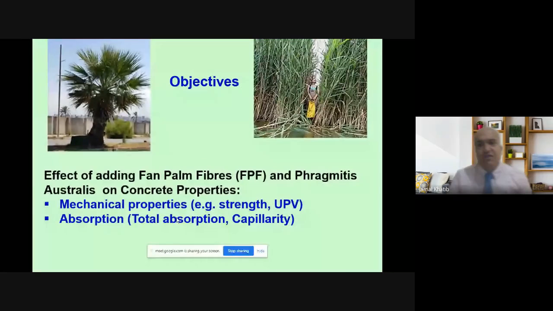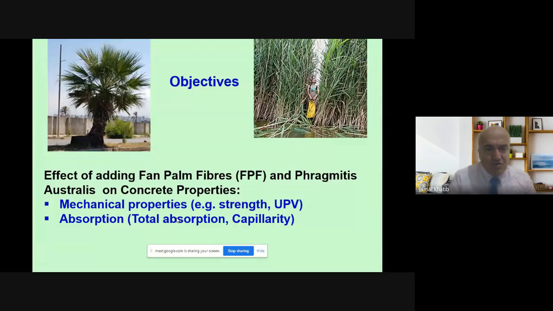The objectives of our work: we did work on palm fiber, and we did work on Phragmites australis. We use these as fiber inside concrete, and we looked mainly at mechanical properties in this case, like strength and UPV. We looked at durability related properties such as absorption, total absorption, capillarity, and so on. We are doing lots of work on durability, and we will be doing more work on durability, also the effect of treatment. I might mention something like this here, but it's not the purpose of this particular presentation.